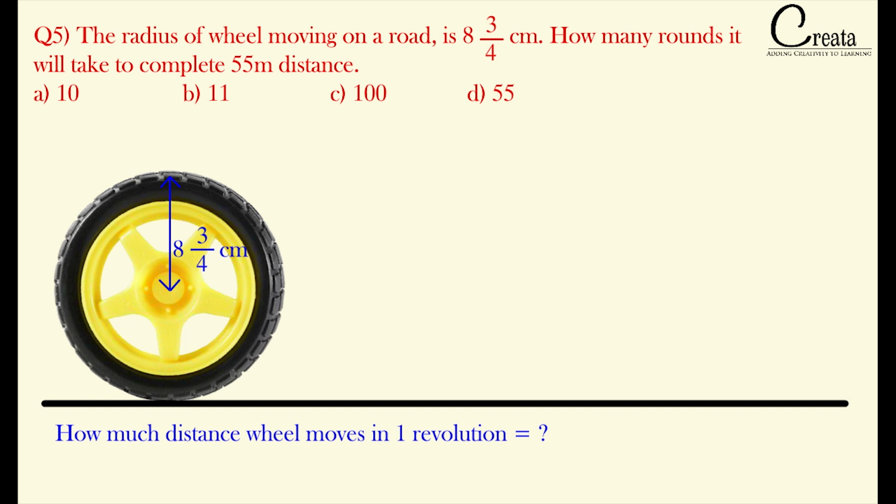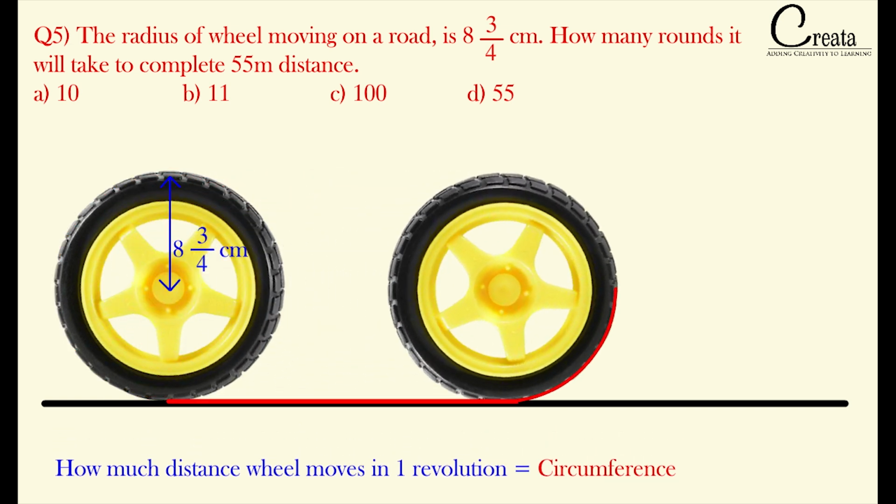So first of all, we will calculate the distance the wheel takes to revolve 1 round. And what is that distance? That distance is the outer boundary of this wheel. That is the circumference of this wheel. We know circumference is the linear distance of the boundary of the circle. It means the circumference for this wheel will be this complete distance.